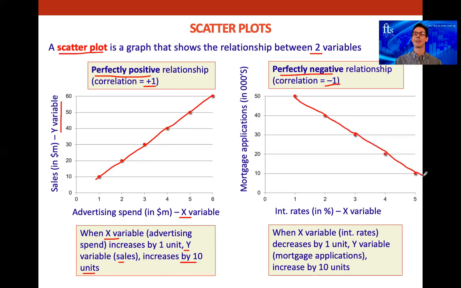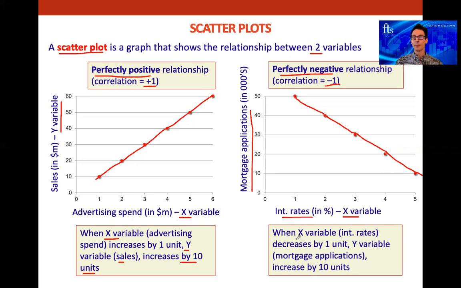That's supposed to be a straight line. So if we've got a straight line in one direction sloping downwards, then we have a perfectly negative relationship between the two variables. So in this example, we've now got interest rates as our x variable, and mortgage applications at the bank, in thousands, as our y variable.